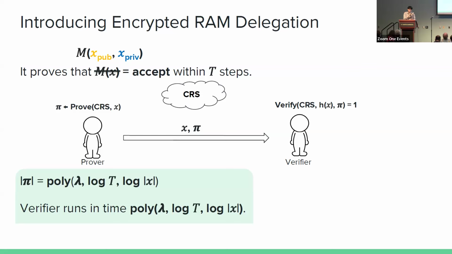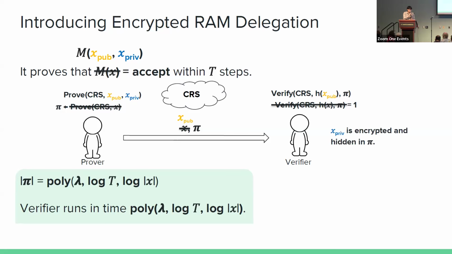Okay, so let me introduce the notion of encrypted RAM delegation. So instead of proving that M of X accepts within T steps, the prover actually parses the input into 2 components, X public and X private. So the prover sends only X public and proof pi to the verifier, and the verifier verifies with the hash of X public and proof pi. Here, we require X private to be encoded and hidden inside proof pi. So the verifier should learn nothing about X private except from the proof pi, except that the RAM machine accepts.